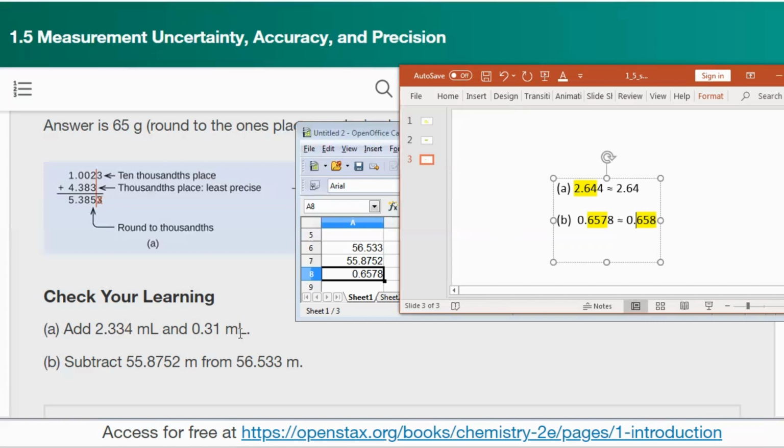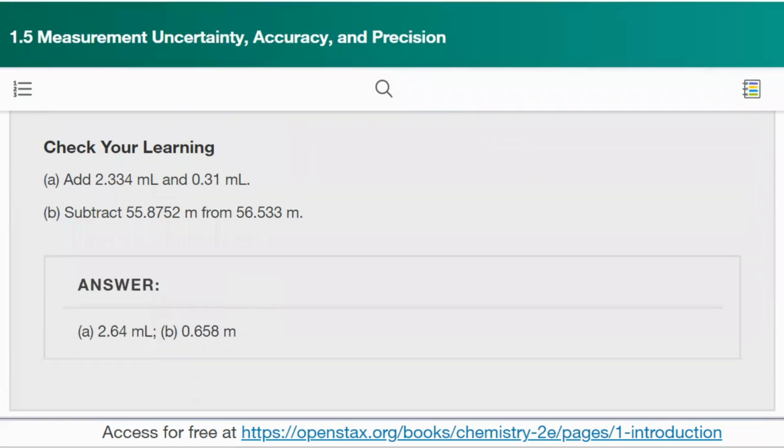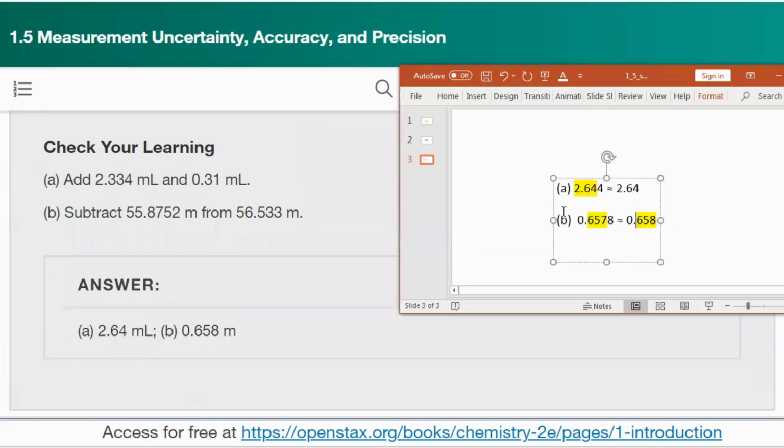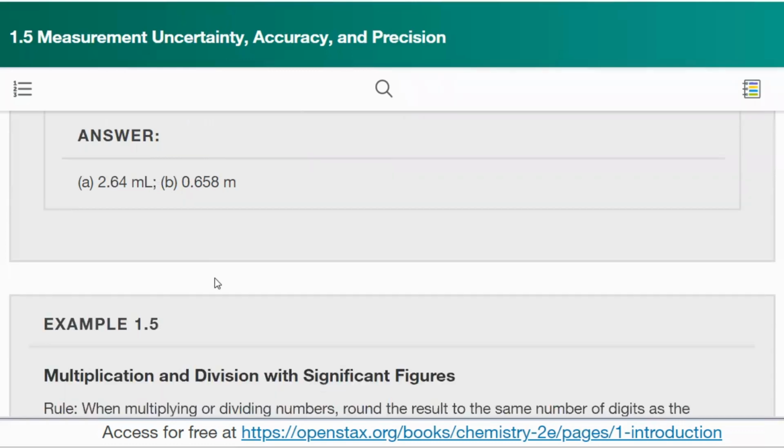Let's check our answers. They got 2.64. Oh, I need to put the units. Milliliters, and the next one is meters. So let me clean this up a little bit. Apologies to the viewers. Meters, I'm sorry. Meters. Okay, I'll try to be a little bit cleaner next time.